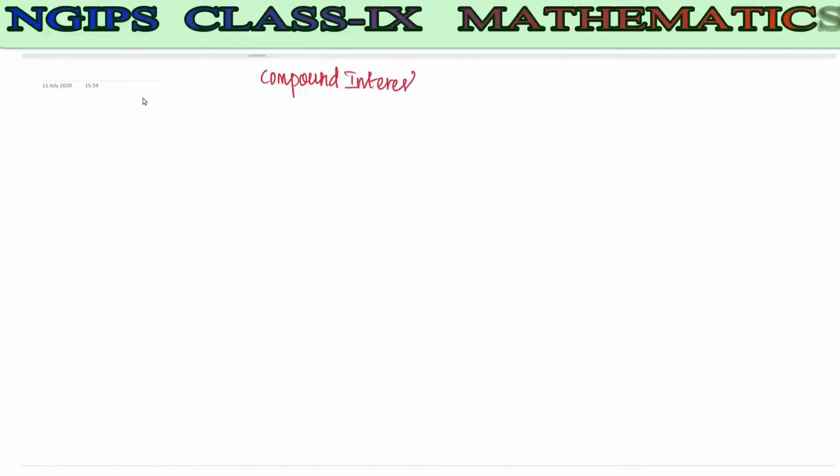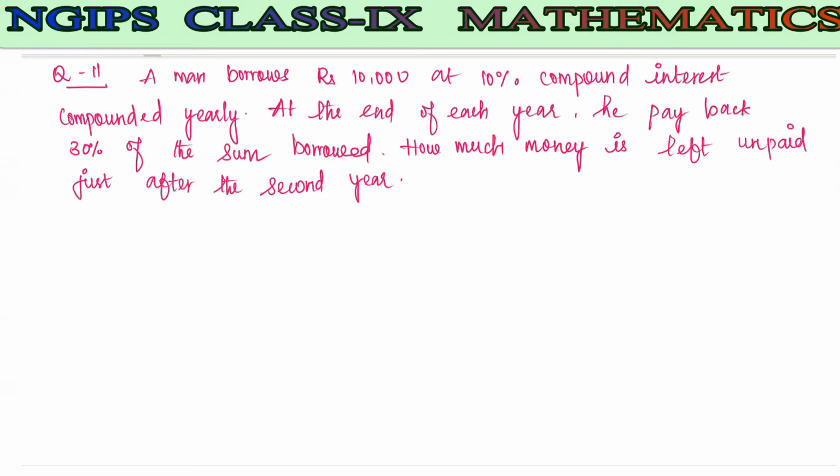Today's session we are going to discuss compound interest. Exercise 2C, question number 11. A man borrows rupees 10,000. So this is the principal at a 10% compound interest. So R is equal to 10% compounded yearly.